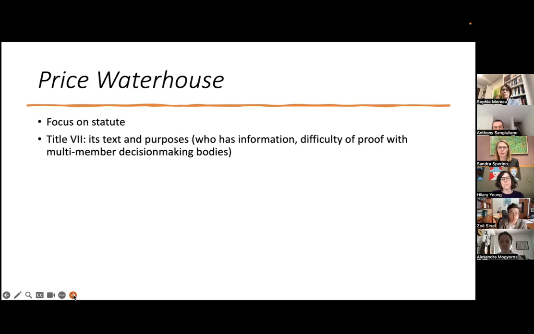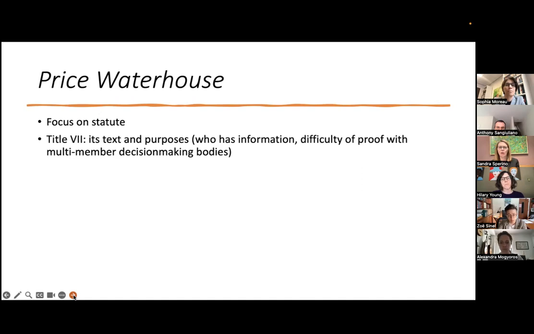So in other words, the plurality is looking at who has the information about why Ann Hopkins was not hired. Is that information that she has, or is that information that the partners have? What kind of difficulty would she have in proving discrimination? In other words, how far can she take the evidence that she has?